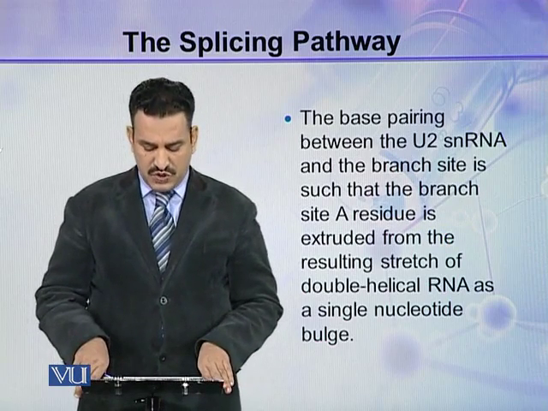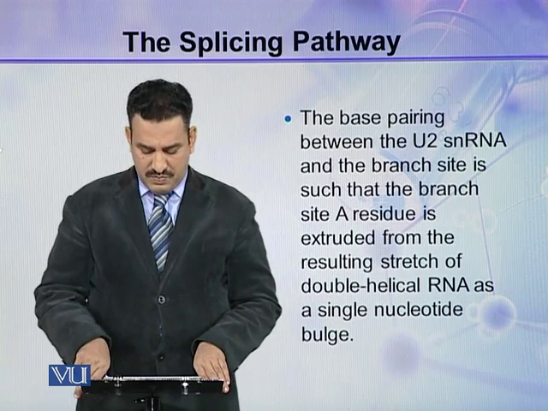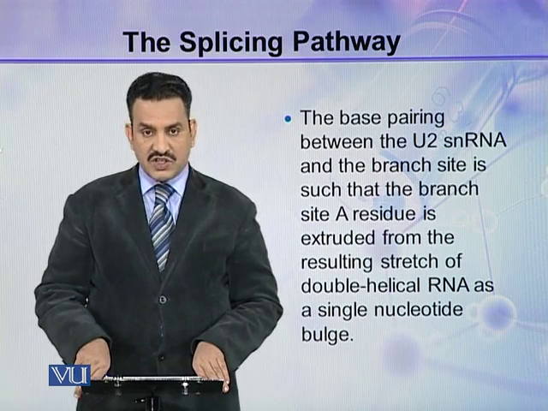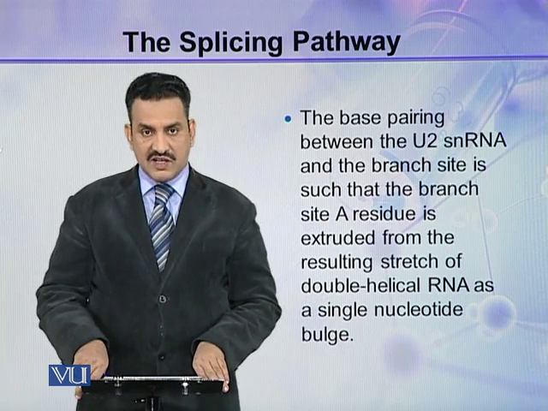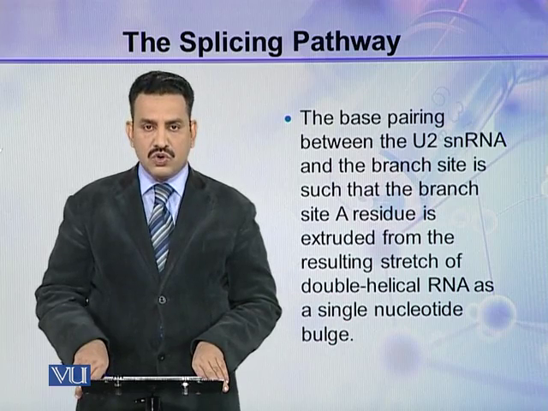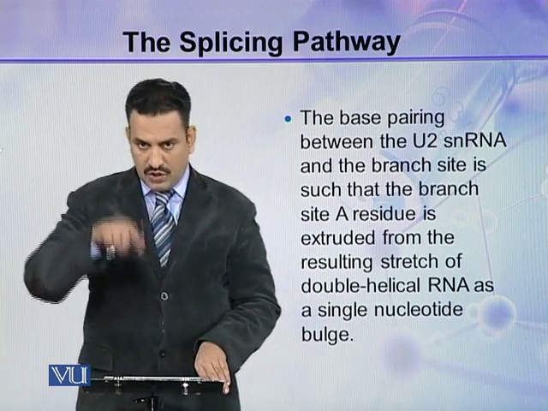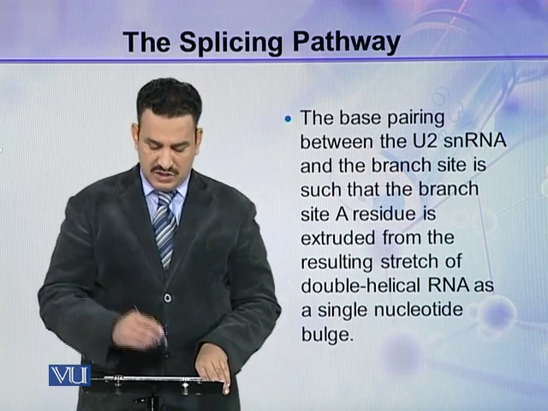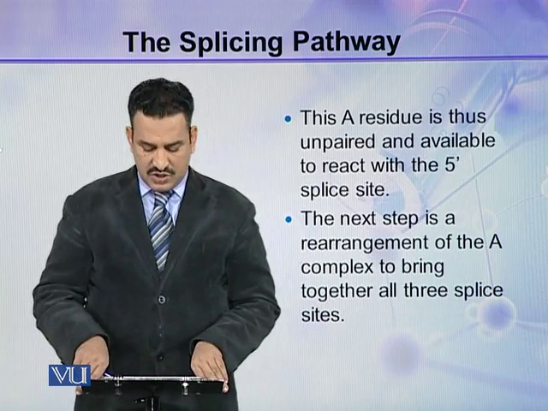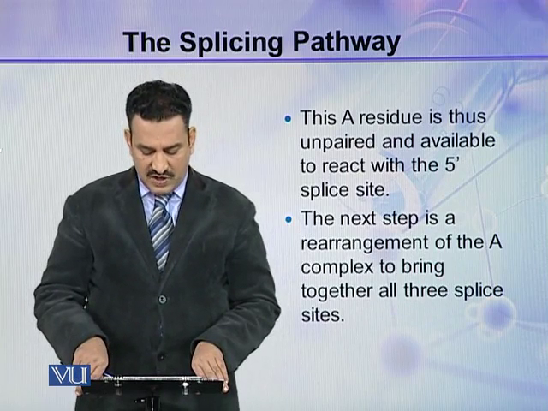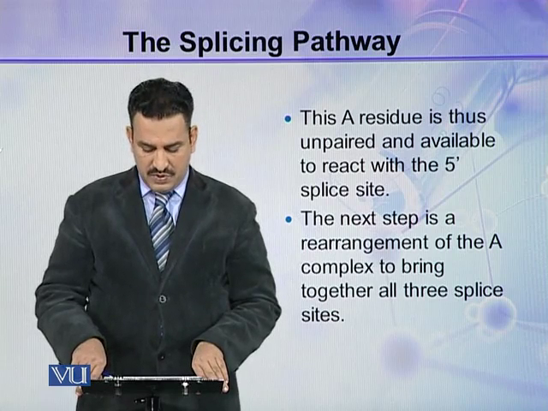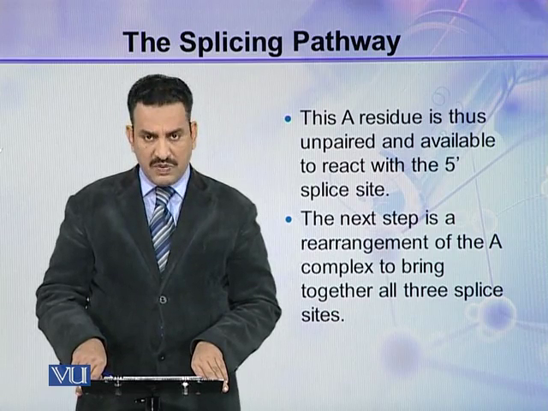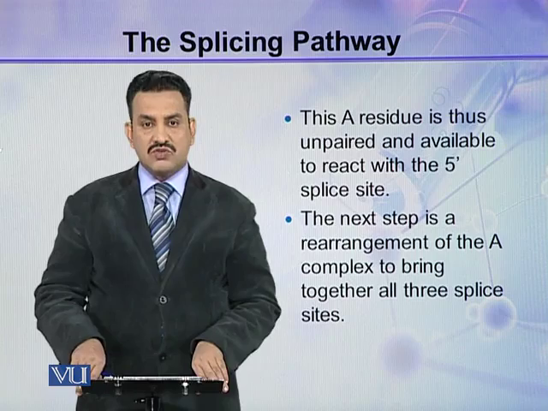The base pairing between the U2 SNRP snRNA and the branch site is such that the branch site A residue is extruded from the resulting stretch of double helical RNA as a single nucleotide bulge. A bulge is formed, as you have seen in the figure. This A residue is thus unpaired and available to react with the 5' splice site. The next step is a rearrangement of the A complex to bring together all these three splice sites.